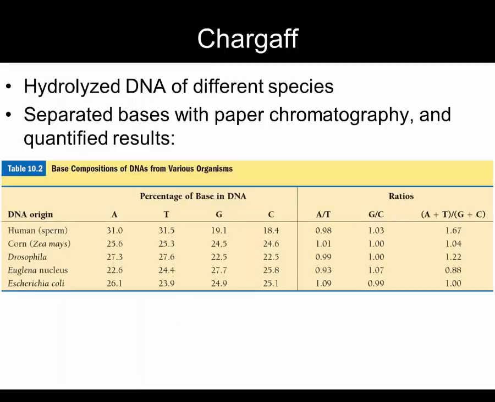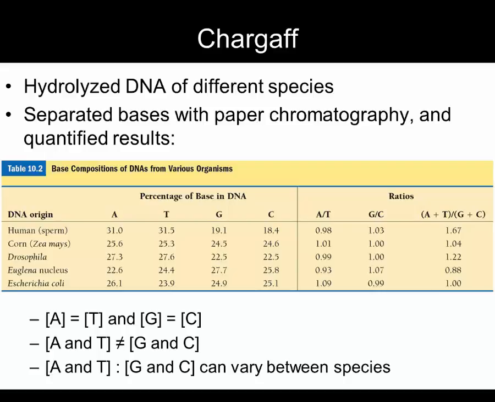The first was by Erwin Chargaff. Chargaff took DNA from several different species and hydrolyzed it, or broke the polymer down to the individual nucleotides. Then he used paper chromatography to separate the bases and quantify how much of each was present. His results are in this table, and based on these results, he came up with some general rules.